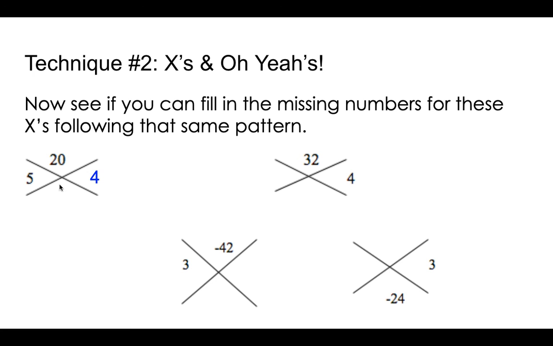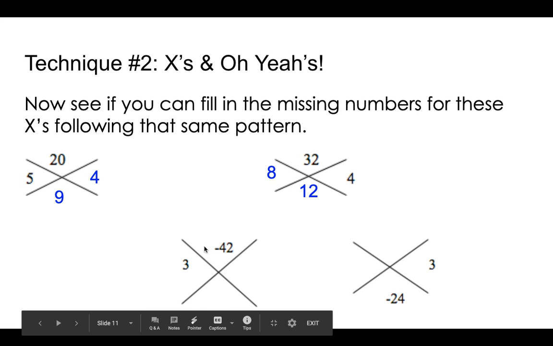And now to fill in the last triangle here, you're going to add the two numbers. So 5 plus 4 is 9. We're going to do the same thing here. 4 times something is 32. So that's 8. And then in the bottom, you're going to add those two numbers. So that's 12. Let's do some more difficult ones.